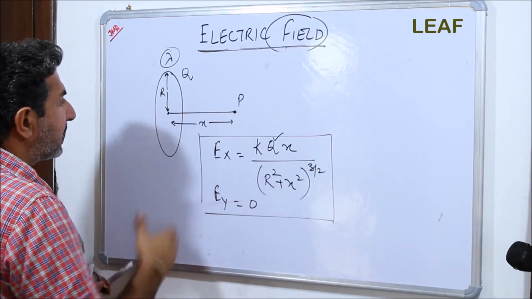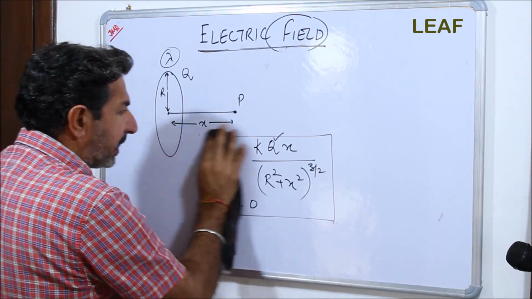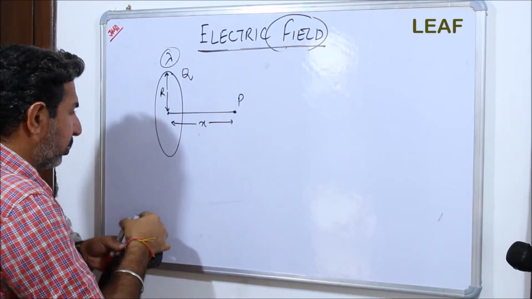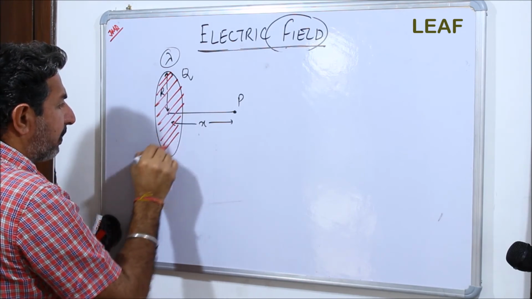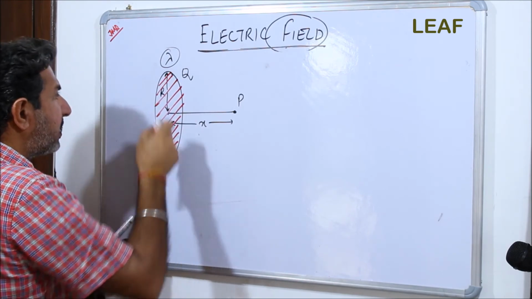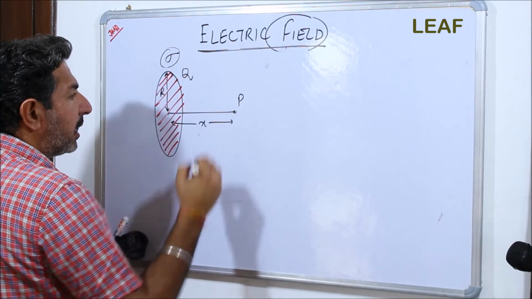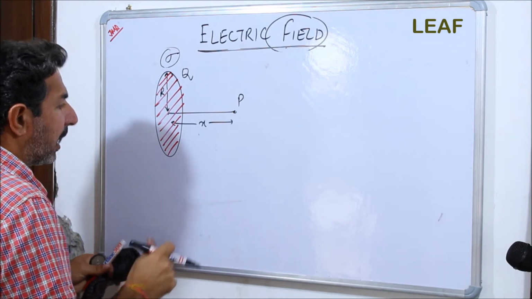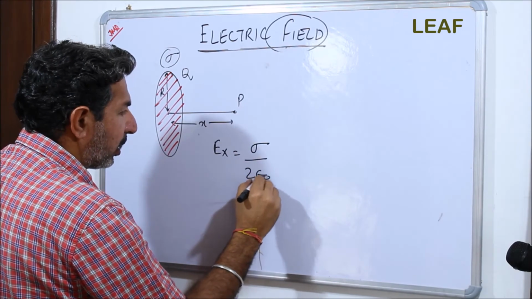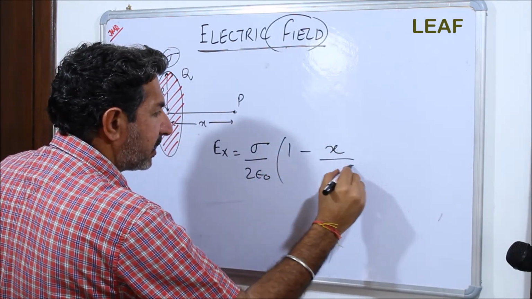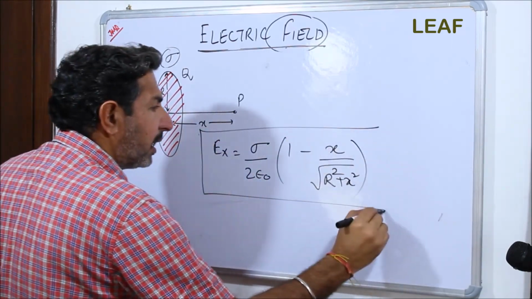Next, replace this ring now by a disc. So I'm just going to wipe it off and shade here, the rest everything will remain the same. Shape means this will be a disk, a platter, and lambda will be replaced by sigma. And now I have to find out the electric field at point P. Again it will be Ex, and it will be sigma by 2 epsilon naught into 1 minus x divided by under root of r square plus x square. That will be the result of Ex.